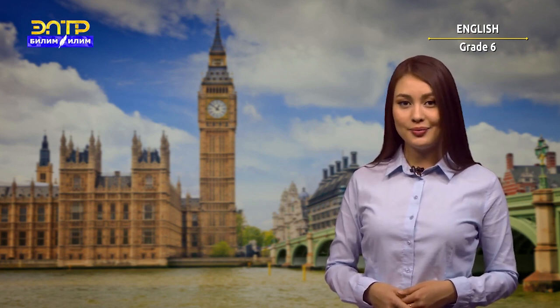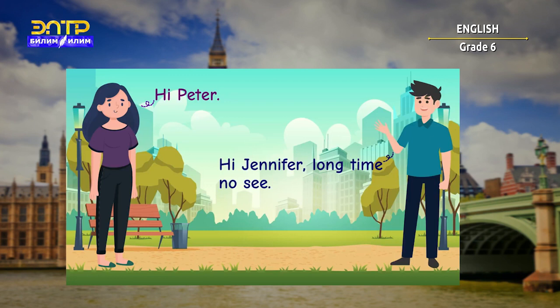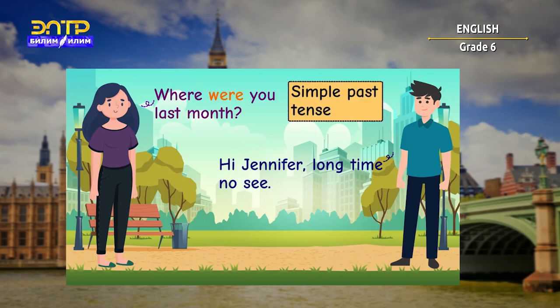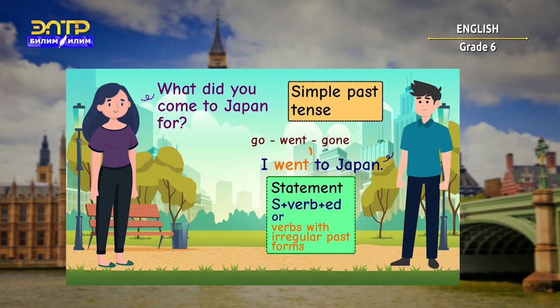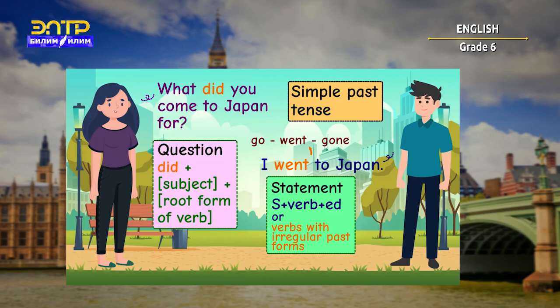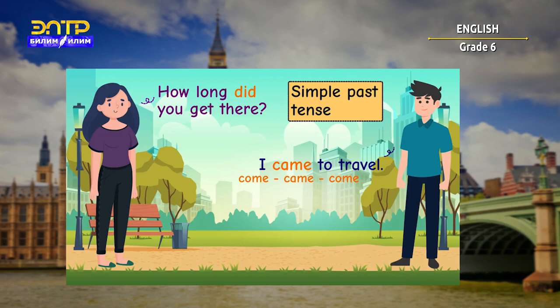And now we will listen to a conversation between two friends discussing the trip to Japan. Hi, Peter. Hi, Jennifer. Long time no see. Where were you last month? I went to Japan. What did you come to Japan for? I came to travel. How long did you stay there? I was there for more than a month.